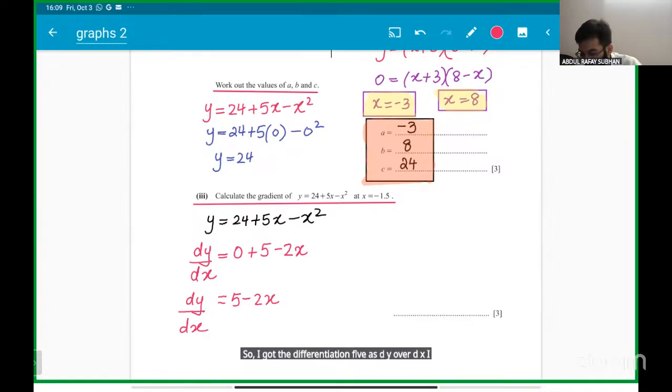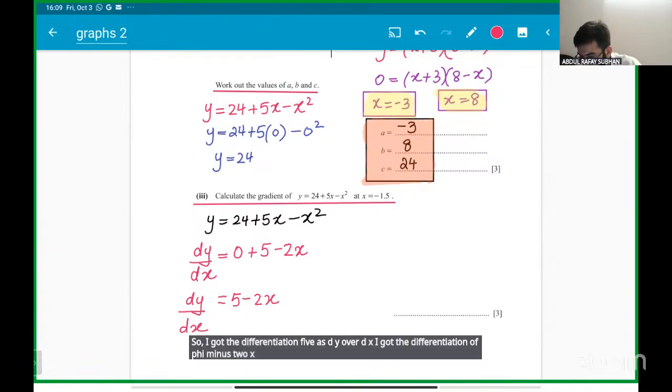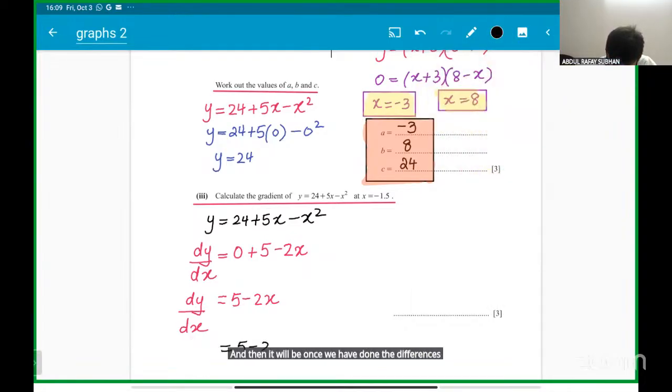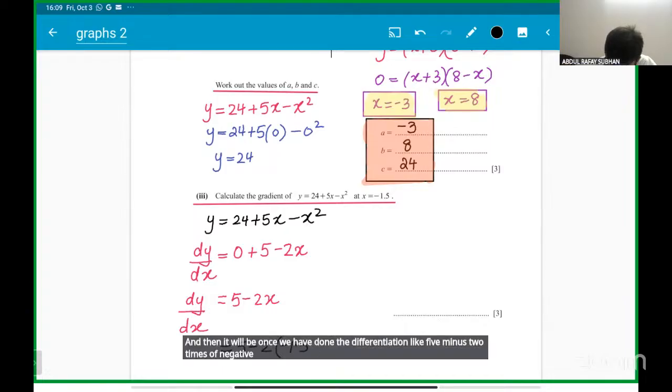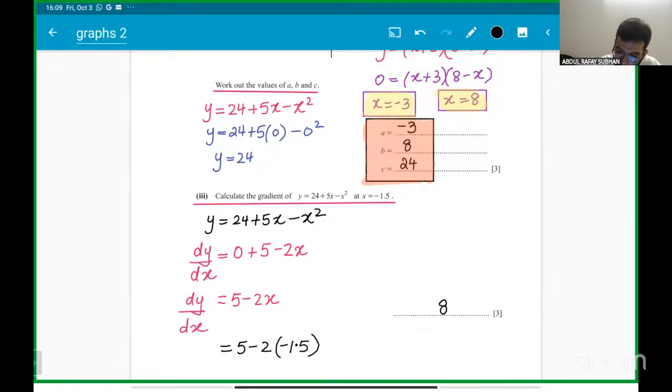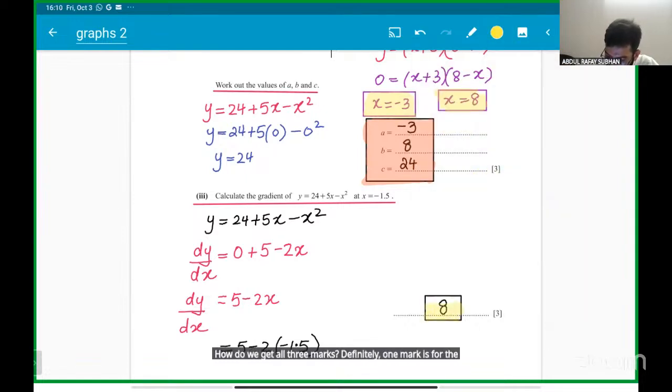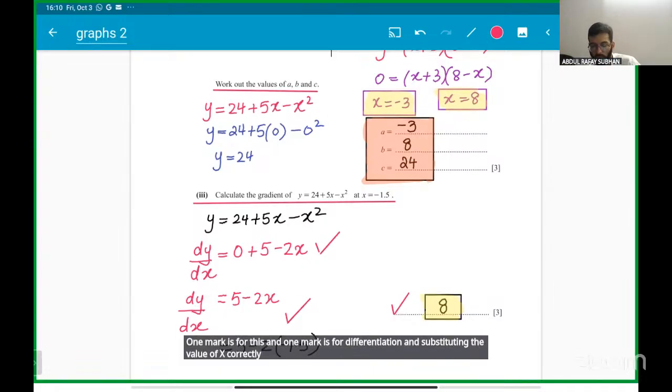Once we have done the differentiation, it will be 5 minus 2 times negative 1.5. Just substitute the x value, whatever x value the examiner told us, students, and we got the answer as 8. How do we get all 3 marks? 1 mark is for the differentiation, 1 mark is for substituting the value of x correctly as minus 1.5, and 1 mark is for the final value.